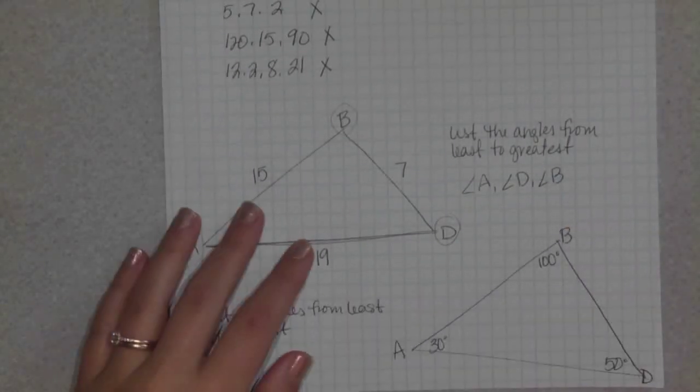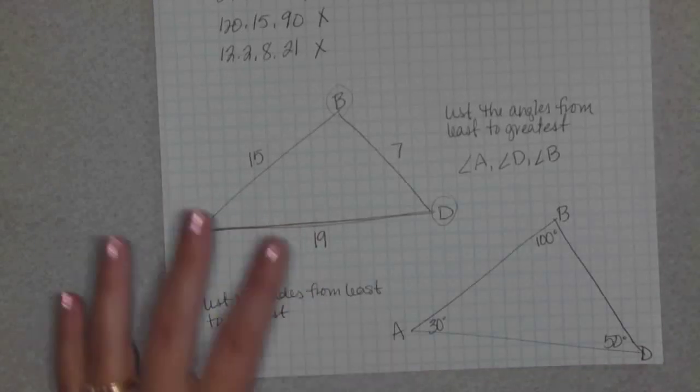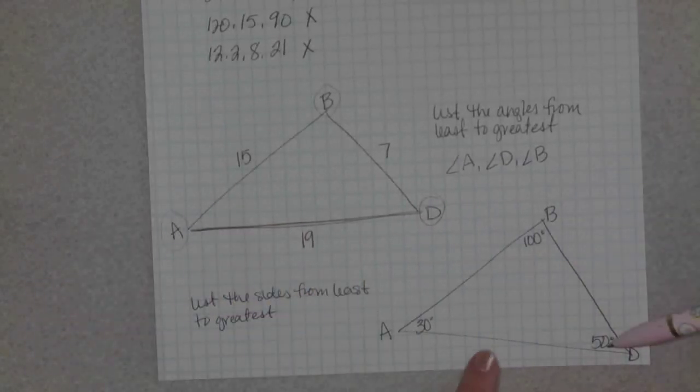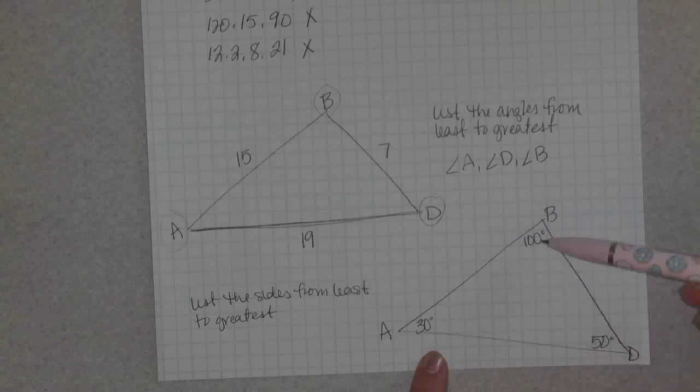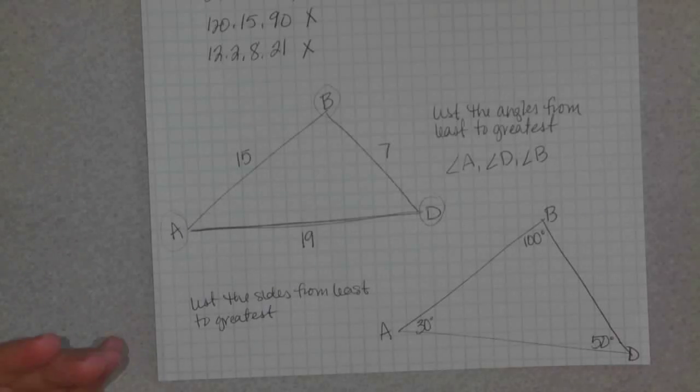Okay? And then the same idea here. I've given you a triangle. I gave you the measures of the angles of the triangle, and I'm asking you to list the sides from least to greatest. Again, the smallest side is across from the smallest angle.